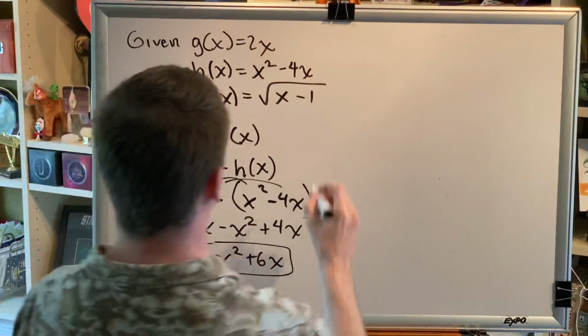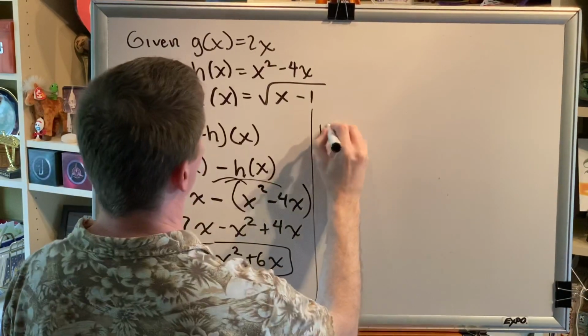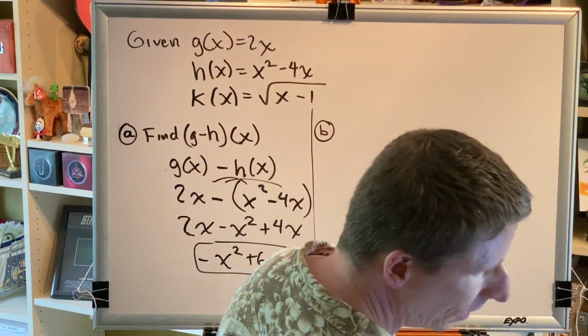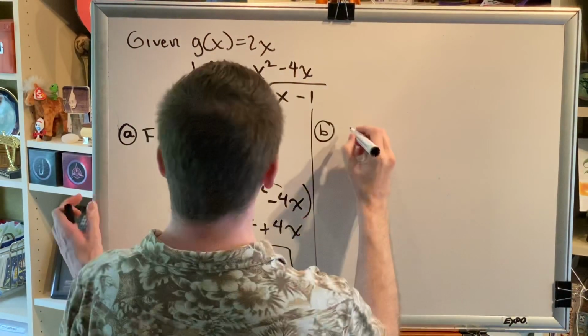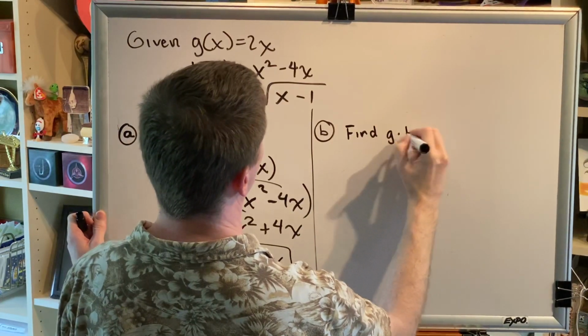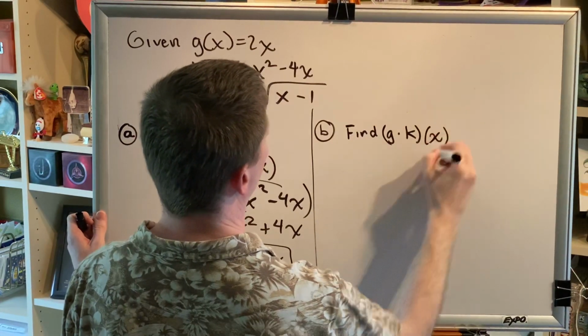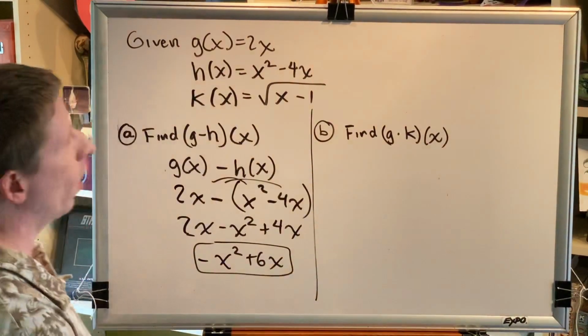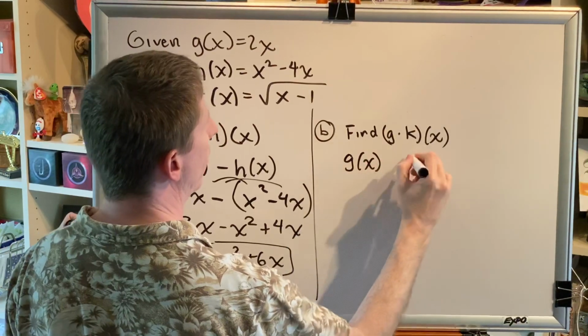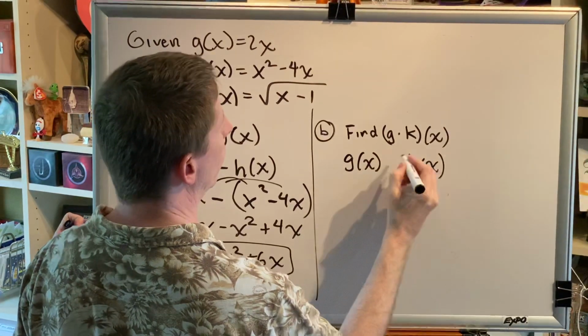Okay, part B. Part B says, find g dot k of x. Well, this means that we're going to take two functions, g of x and k of x, and multiply them.